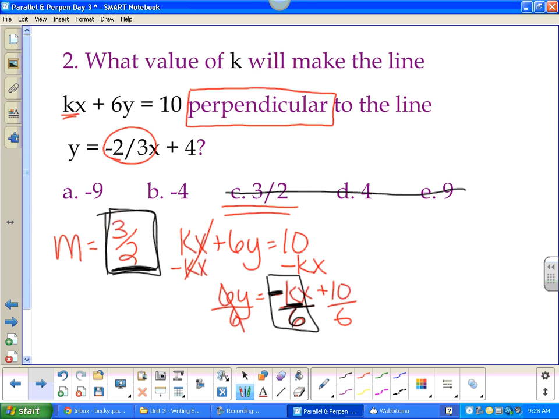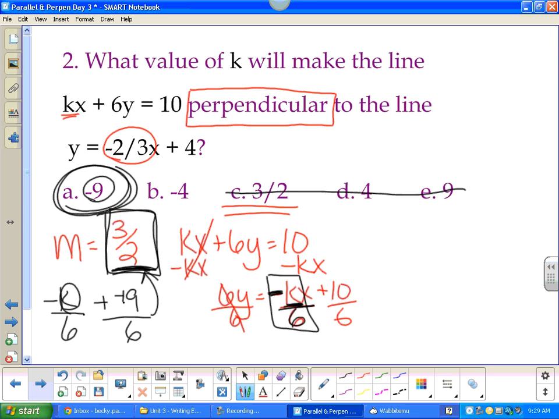All right, let's try the negative 9. If I have negative k over 6 and I plug in a negative 9 for my k, that's a negative 9 over 6, which is a positive. And 9 over 6 reduces to 3 over 2. That's my answer.